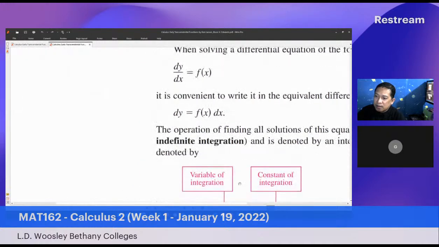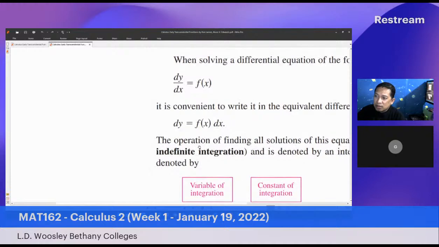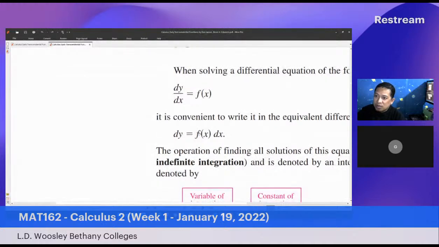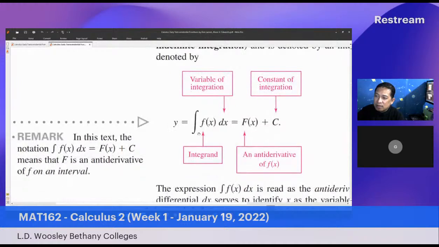Ito yon. So, dy over dx equal to, actually ito, nagkaroon lang ng manipulation. Dy over dx equal to f of x. So, there's our manipulation. So this would be the way we could express this. Y is equal to integral of f of x. This is your function, or sometimes we call it the integrand. The one that is to be integrated is the integrand. Parang radicand lang, no?